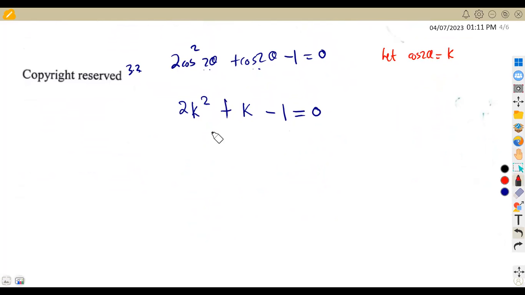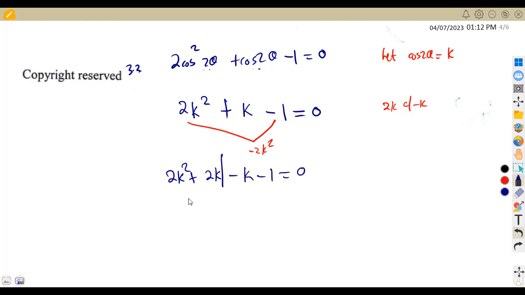Applying our factorization, if we multiply the first term by the last term, that's minus 2k squared. We need factors of minus 2k squared, which in this case are 2k and minus k. So we are going to obtain 2k squared plus 2k minus k minus 1 is equal to 0. So group into 2, 2k is common.